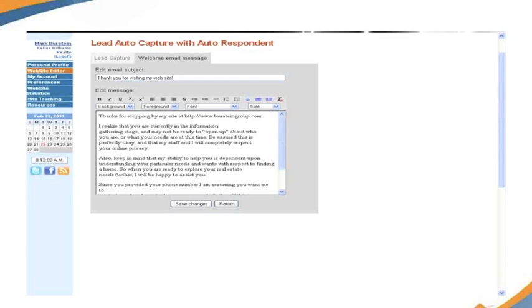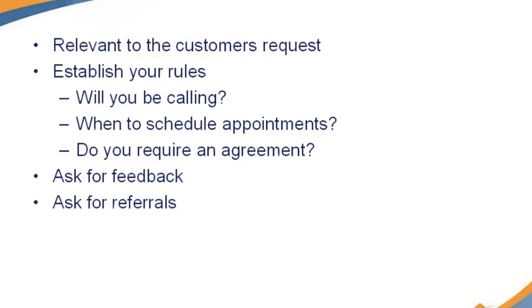So when we're generating our auto-response strategy in general, we want to make sure that your autoresponder is relevant to the customer request. So in the special promotions box, it's fairly generic, but if you are running a special promotion like a free appraisal or free termite inspection or home inspection, whatever, you want to make sure that that's where your coupon is in the autoresponder that comes out. Okay? You want to establish your rules. So are you going to be calling them? When do you schedule appointments? Do you require an agreement? Maybe some things you want to think about when you are setting up your auto-response strategy.